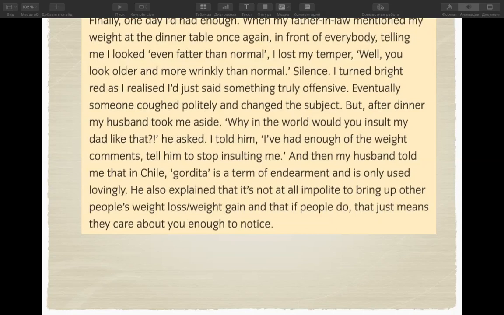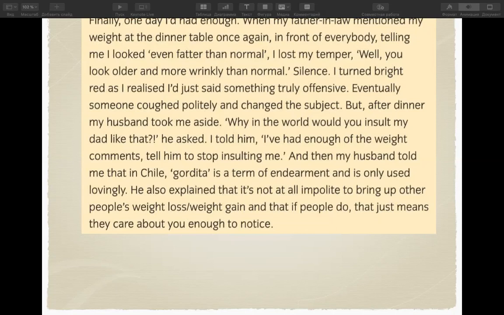Let's revise the words. Enough. Mention. Lost my temper. More wrinkly. Turned bright red. Offensive. Truly offensive. Coughed politely. Changed the subject.